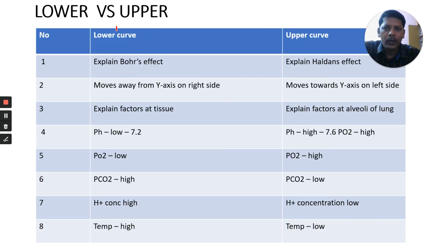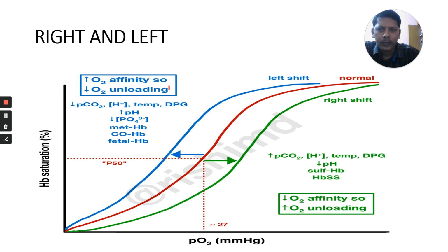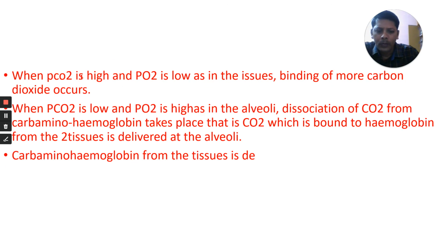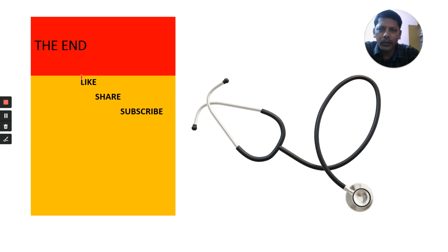This is the difference between the lower curve and the upper curve. When do we get the lower curve? When do we get the upper curve? The lower curve explains the Bohr effect and the upper explains the Haldane effect. These are the various factors I have explained. You have to note down these points, very, very important points. Note them down in a notebook. That's the end of this video.